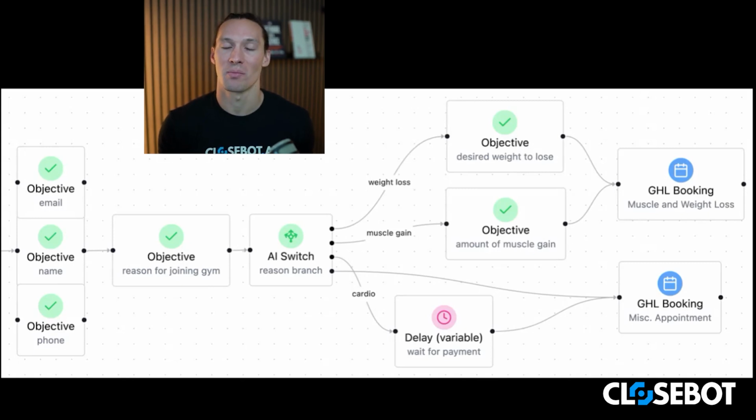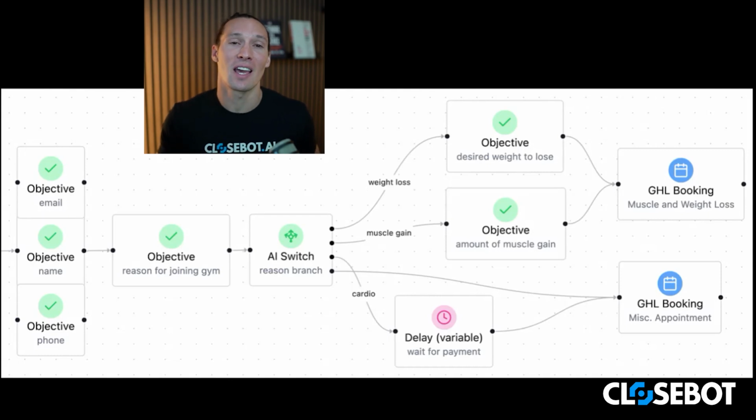But then we get into something a little bit more complex. We branch to do different things based on information previously collected. So if the person is looking for weight loss and muscle gain, we allow them to book on a very specific calendar. Maybe we have a certain coach that handles those type of clients. Versus if they're there for cardio or something else, we book them on a different calendar. And for some reason, maybe the cardio clients are required to pay before setting their appointment. We can use a delay variable action to wait for payment before allowing it to conversationally book an appointment.